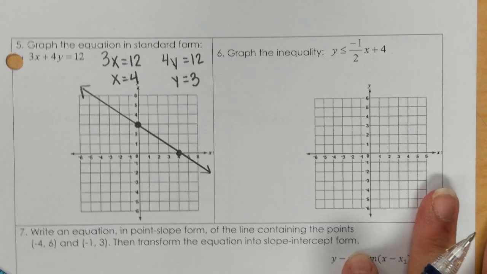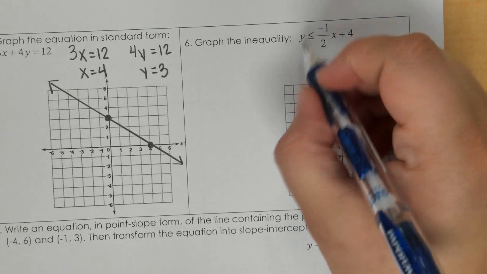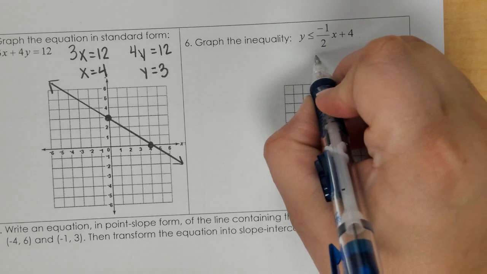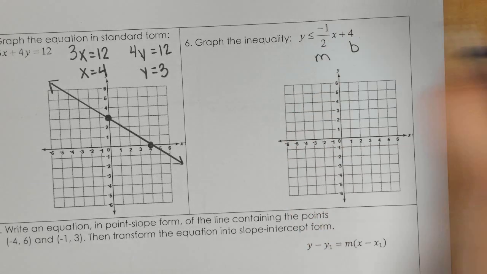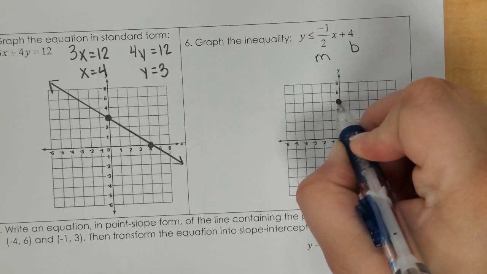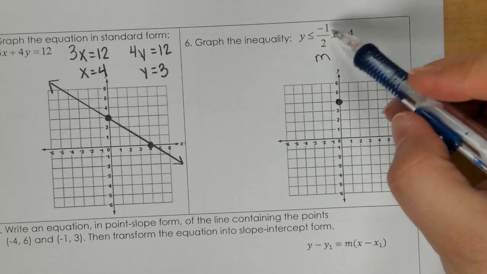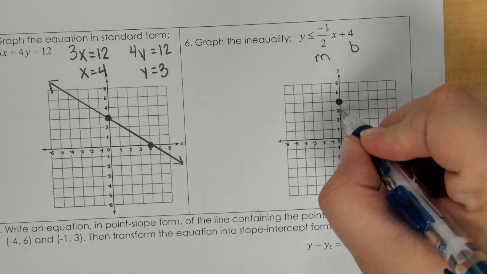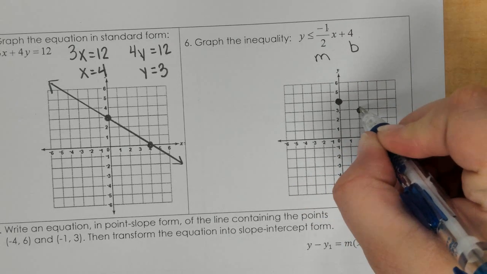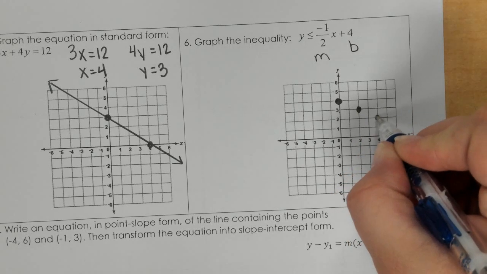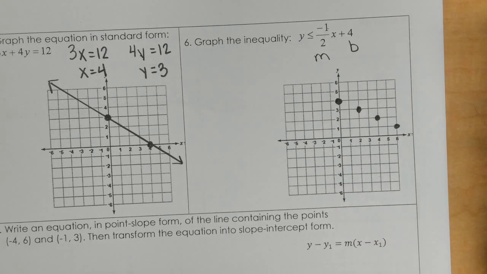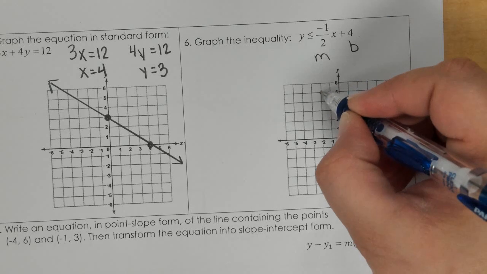In number 6, it says graph the inequality. So this is in SIF, slope-intercept form, where this is your m and this is your b. I'm going to start at 4. Then I'm going to go down 1 unit, right 2. Down 1, right 2. I also can go up 1, left 2.